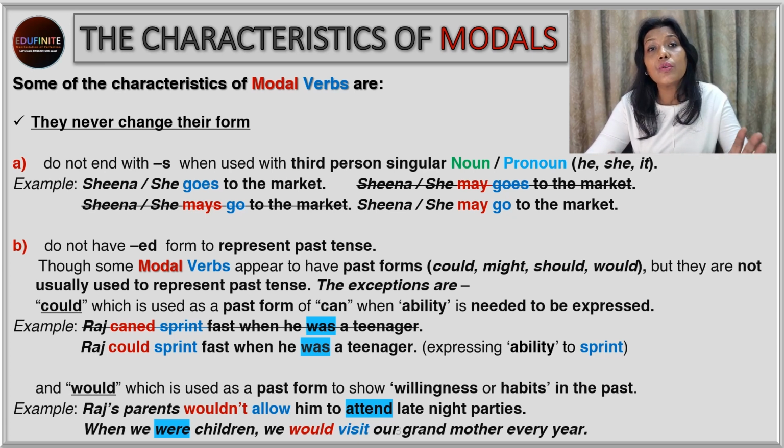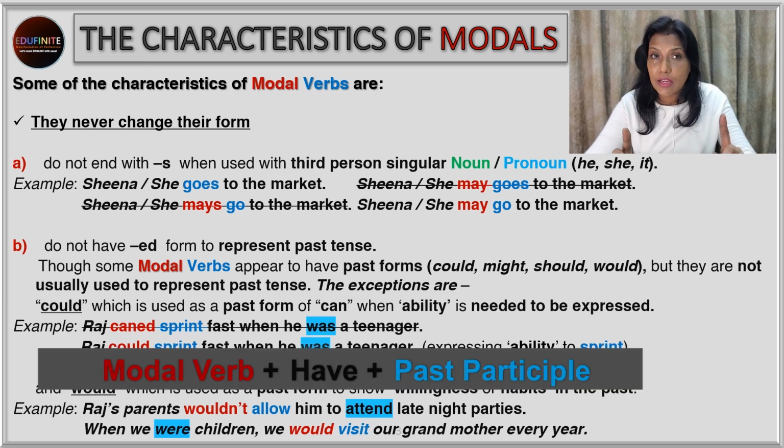Otherwise, we have to use the form as I told you, the modal plus have plus the past participle of the verb when we are referring to the past.